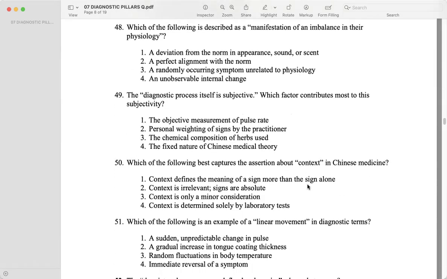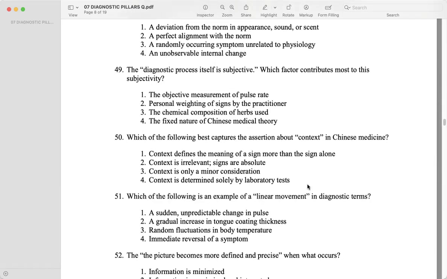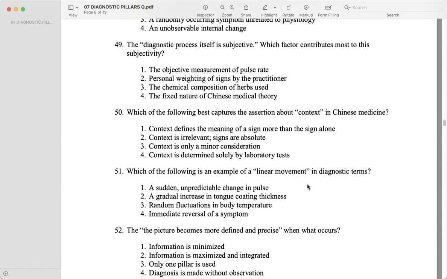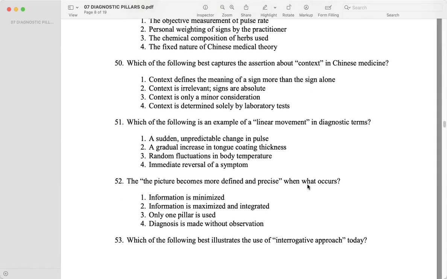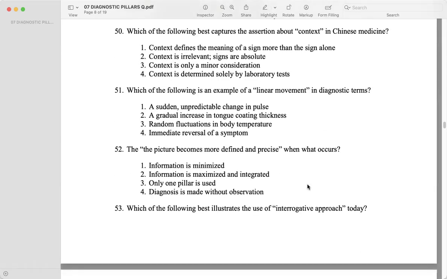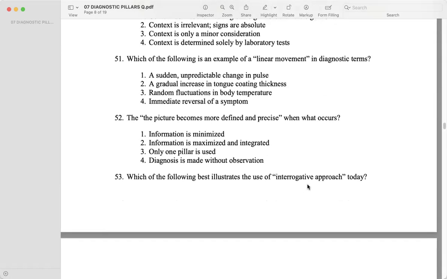The diagnostic process itself is subjective. Which factor contributes most to this subjectivity? Personal weighting of science by the practitioner. Yes. Which of the following best captures the assertion about context in Chinese medicine? Context defines the meaning of a sign more than the sign alone. Which of the following is an example of a linear movement in diagnostic terms? Gradual increase in tongue coating thickness.